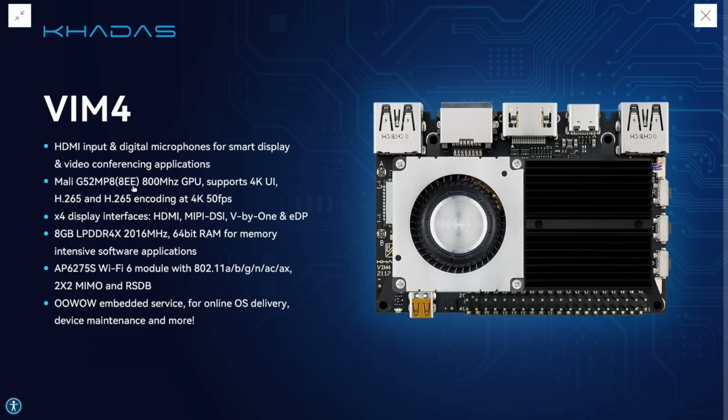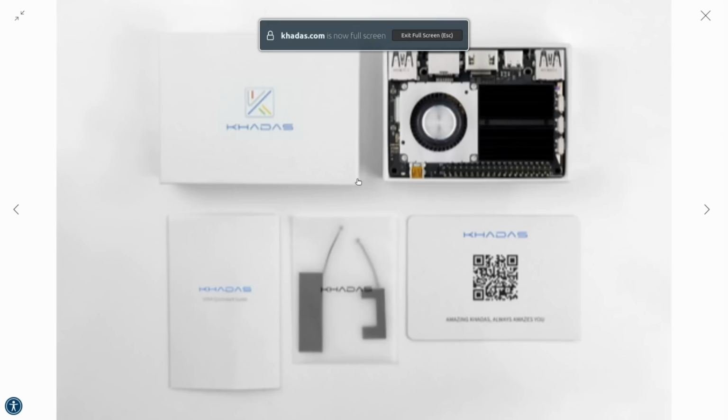So we've got the Mali 800 MHz GPU supporting 4K. Hopefully they'll get that working properly with games and emulation. That'll be great to see on this board. It was working really well in Android. I've tried Dolphin and I've tried PPSSPP, but again, it's early on. I just haven't got it working yet. 8 gig of RAM and the Oowow system, which I think is great, really, really impressive. So let's close that and show you what it comes with.